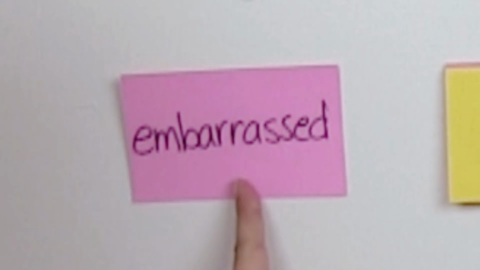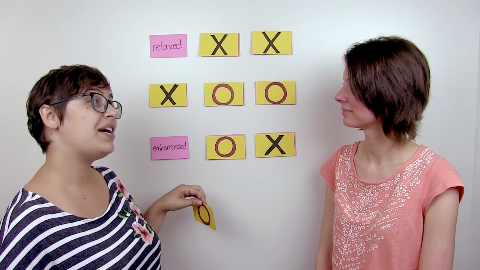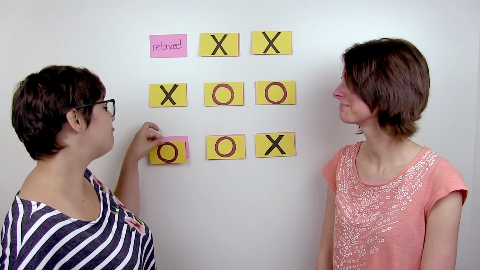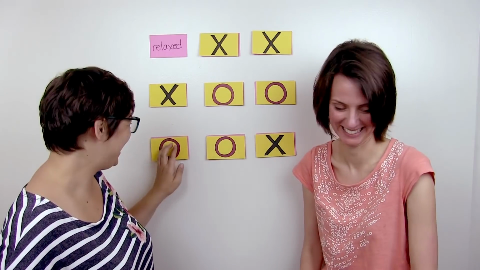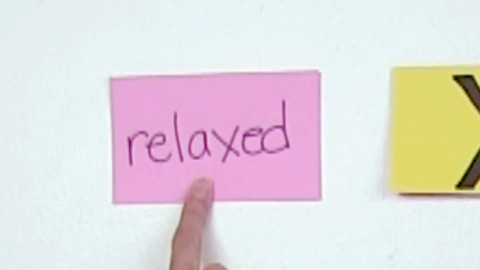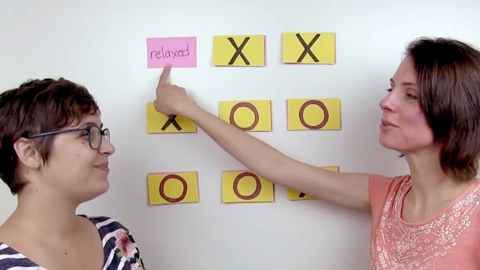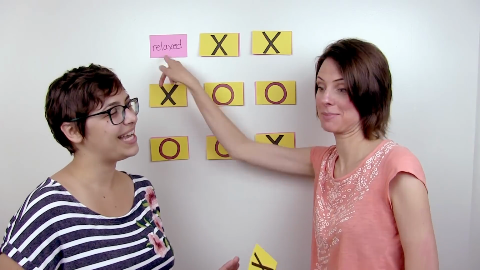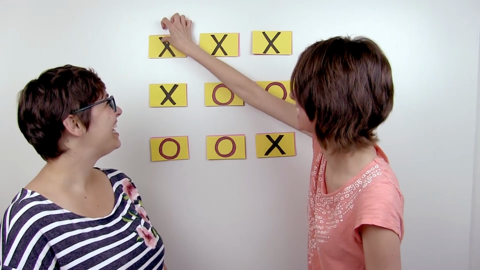Good. Okay, my last one. Embarrassed. Embarrassed. I'm embarrassed when I trip and fall. Happens a lot. Misha, you should be embarrassed because, oh no! I missed it. Relaxed. Maybe you were feeling a little too relaxed about this game. Larissa wins. Good work. I like the winning dance. Let's see it again.